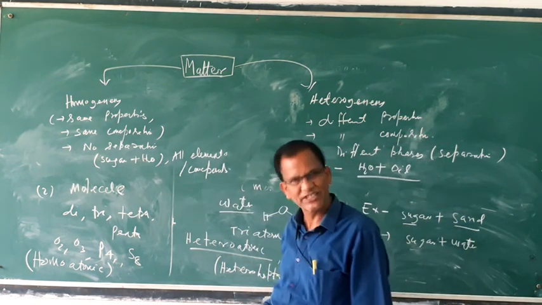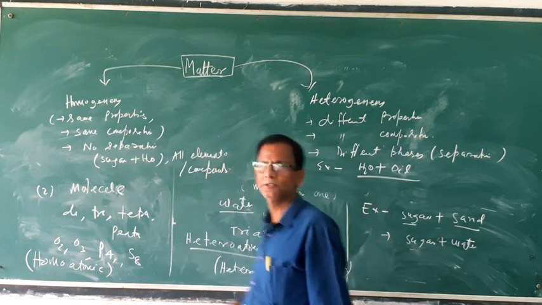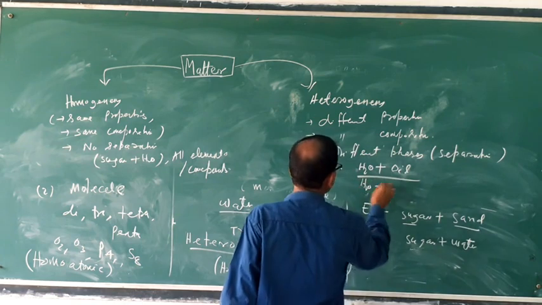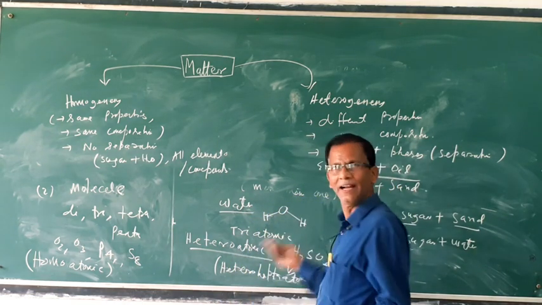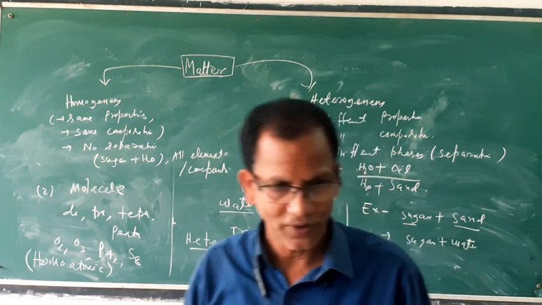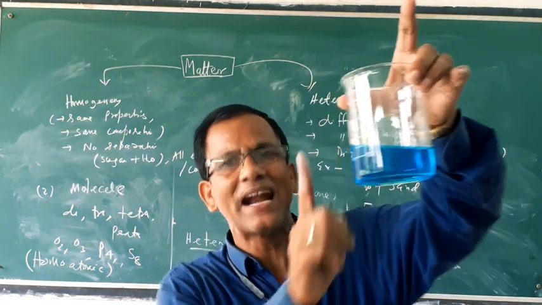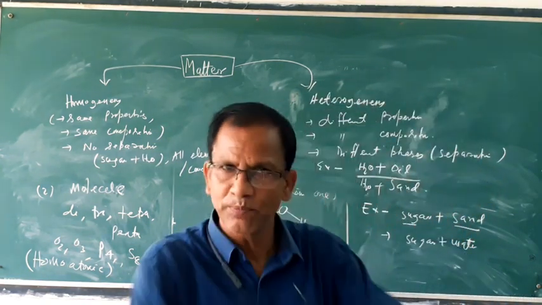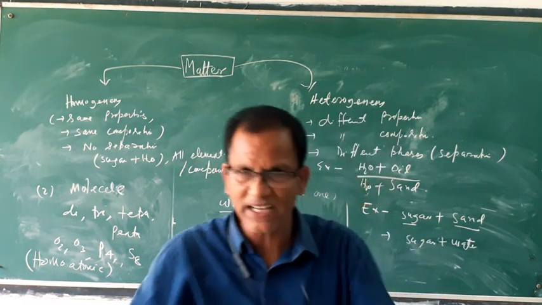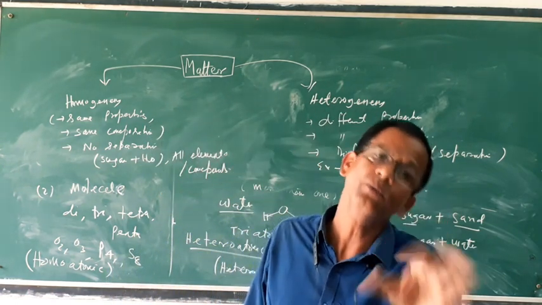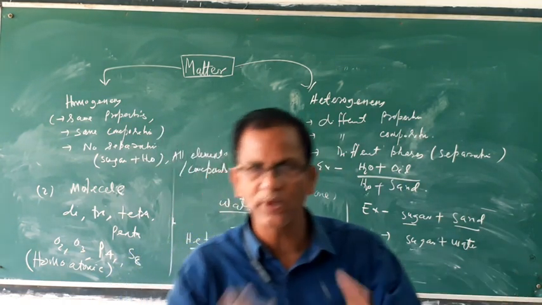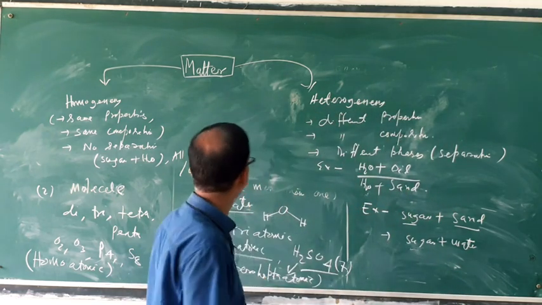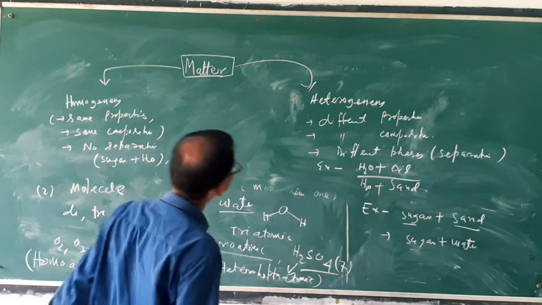Sugar and water, this mixture is homogeneous. Water and oil, heterogeneous. Water plus sand, heterogeneous, because sand is not dissolved. Chalk powder and copper sulfate solution, that is heterogeneous. So if it is properly mixed, there is no separation between the components, that is homogeneous. If they are not mixed properly, showing different characteristics, these are called heterogeneous. So homogeneous and heterogeneous matter.